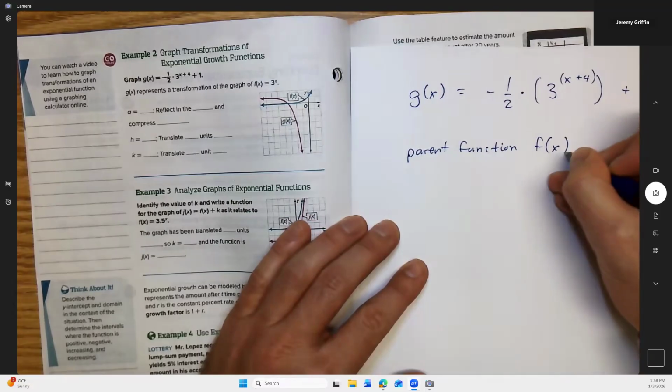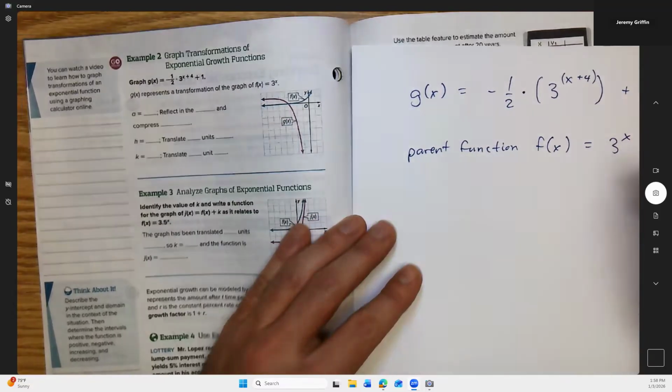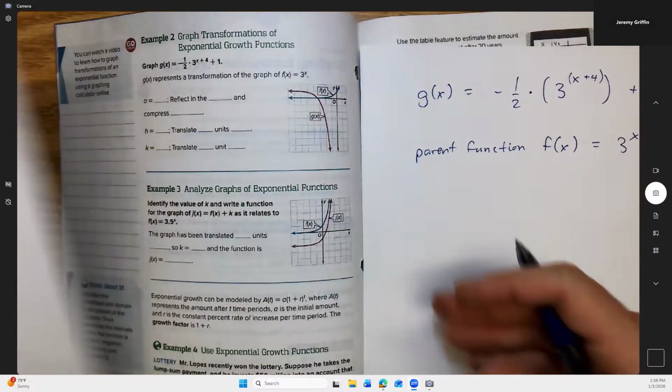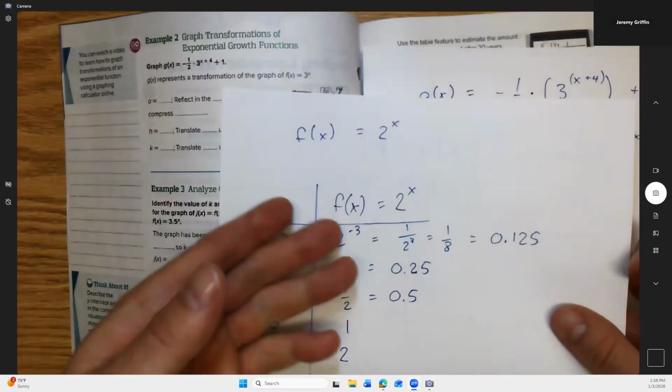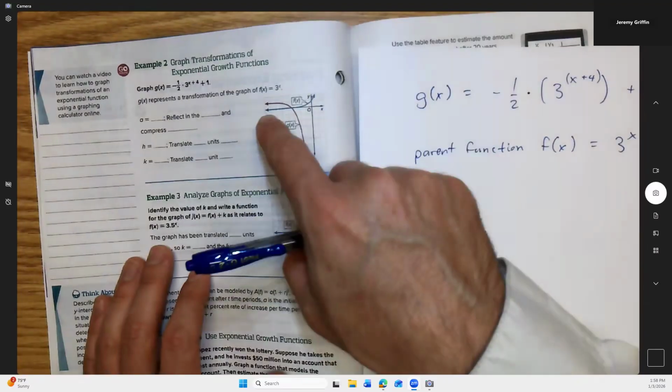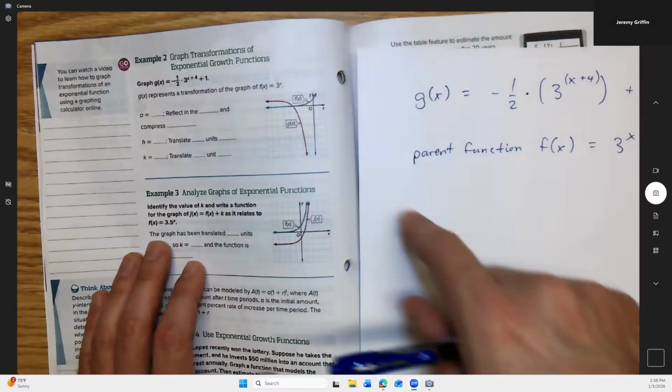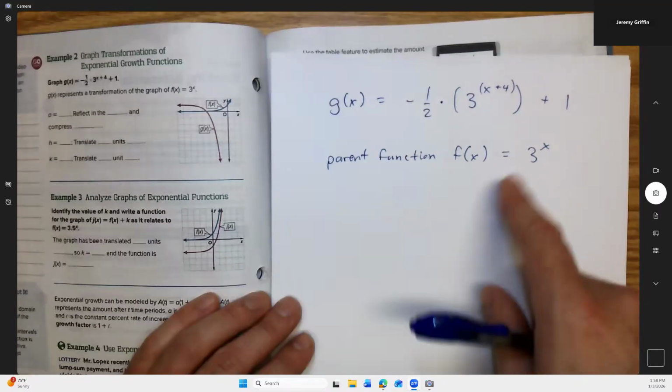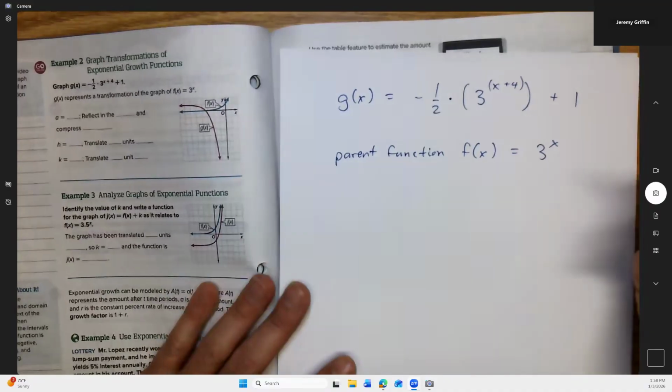I'll call it f of x. Let's just call it 3 to the power of x. Actually, is that what we just did? No, we just did 2 to the power of x, but it's a really similar looking curve. You can kind of see it here in blue, right? It's going to be the same basic shape as the last example we just did, maybe a little steeper because it's 3 to the power of x. Same basic shape.